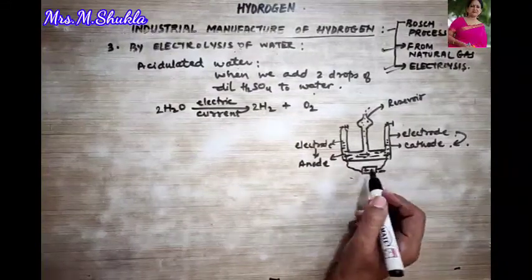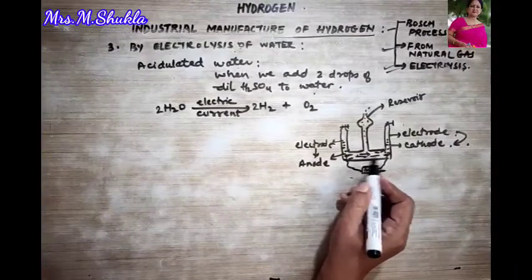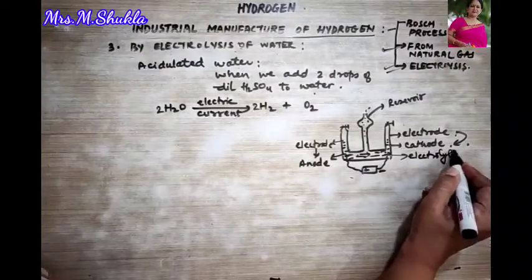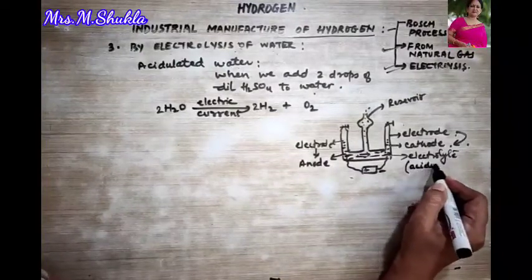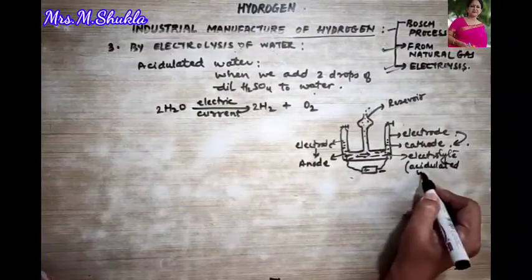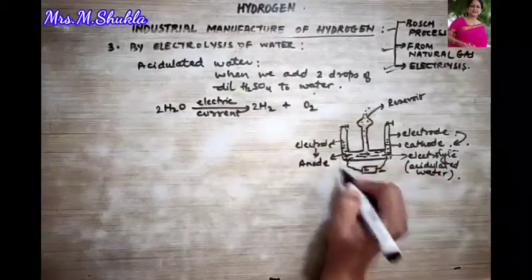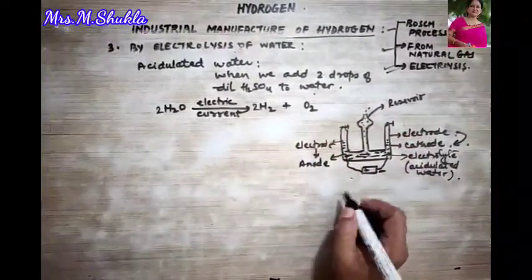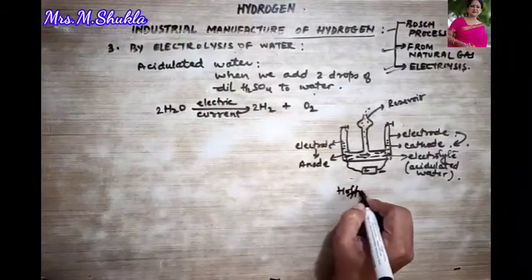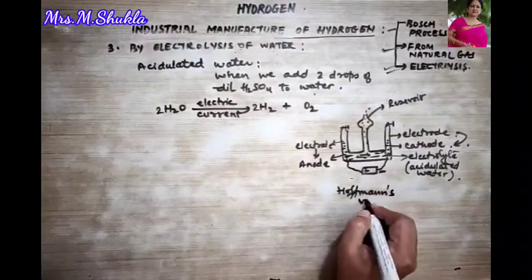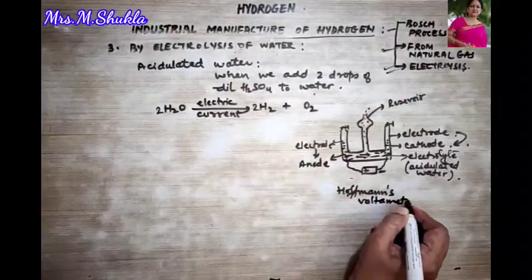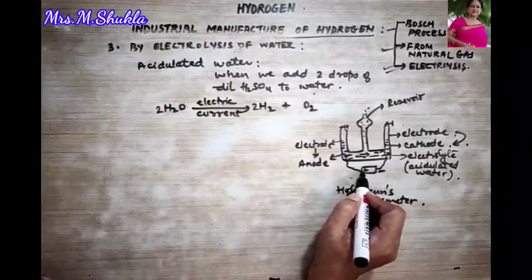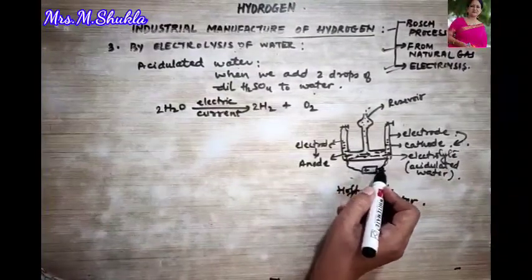Now when the current flows, it enters the electrolyte. And what is your electrolyte? It is your acidulated water. And this complete structure of the vessel is called Hofmann's voltameter. Clear? So current enters through anode and leaves the electrolyte through cathode.